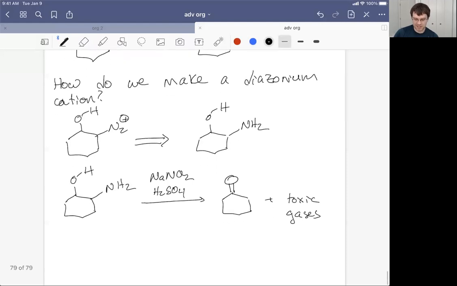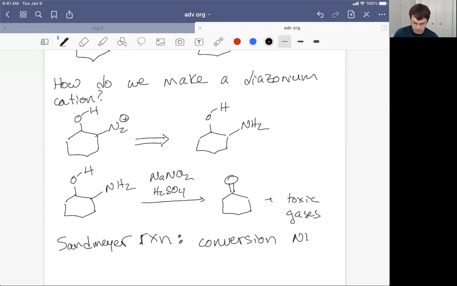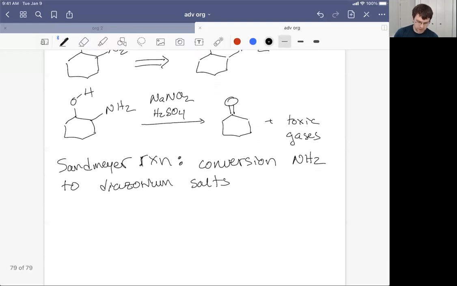So this whole process is an example of the Sandmeyer reaction. And it has several important applications. Sandmeyer reaction. Conversion of NH2 amines to diazonium salts. Okay, let's look at the mechanism for the formation of the diazonium salt.